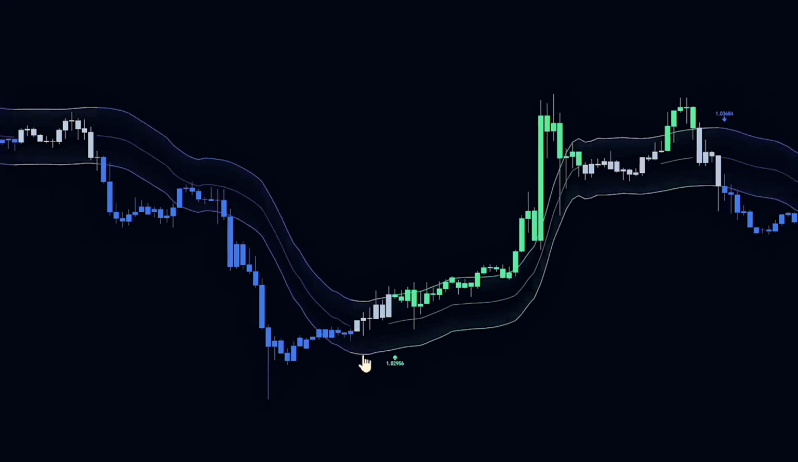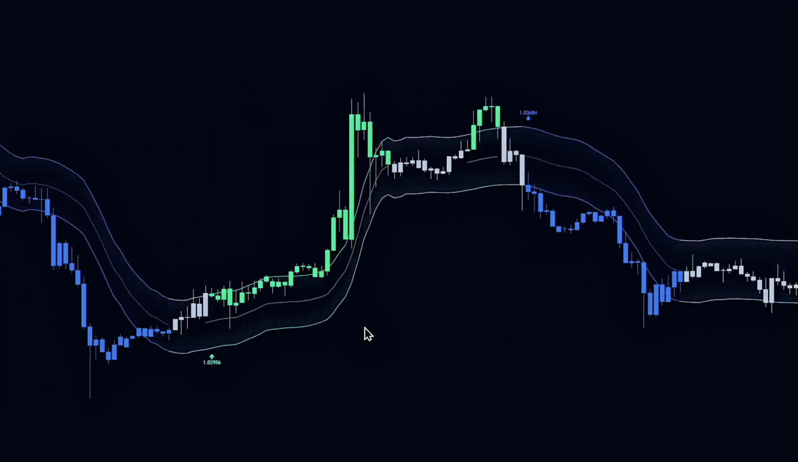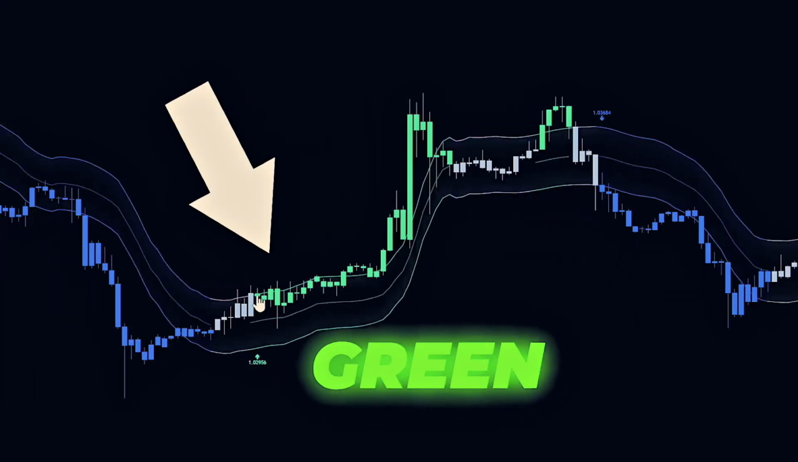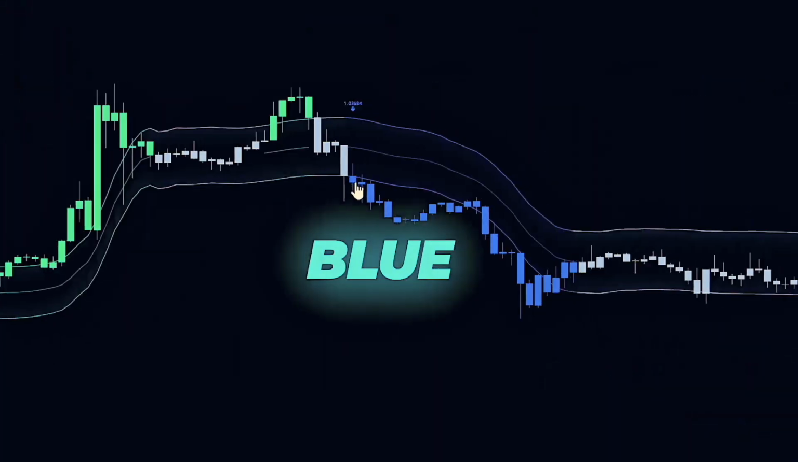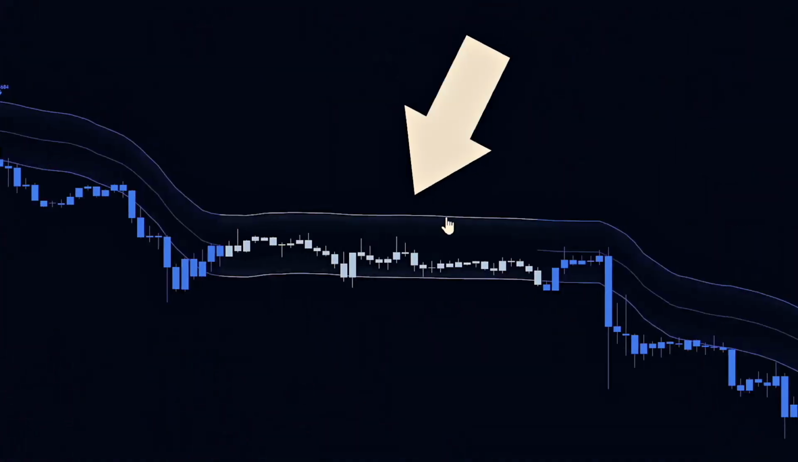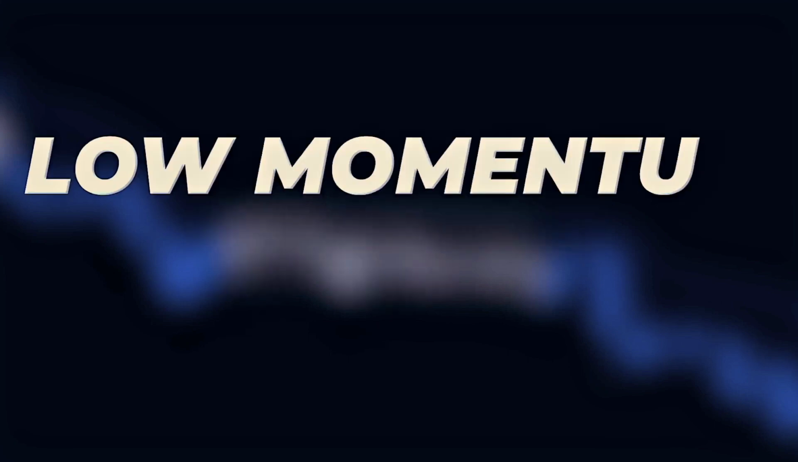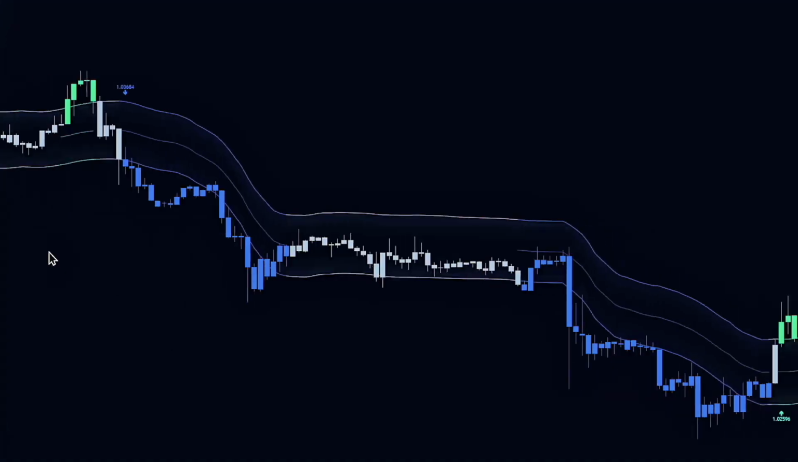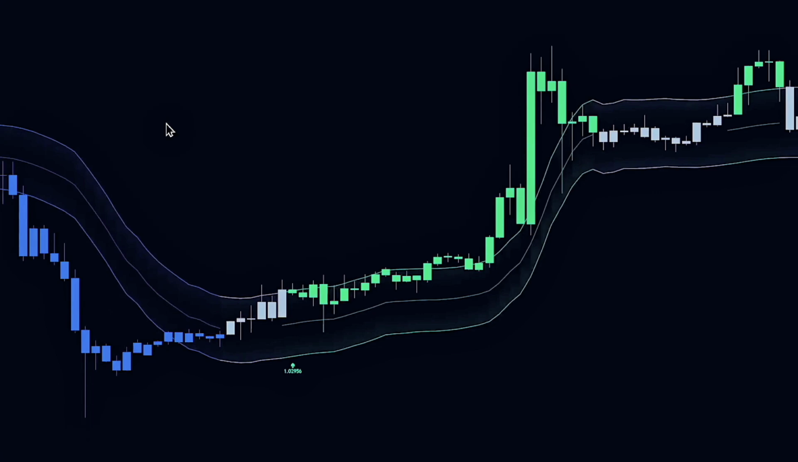The cool thing? The channel and candles change color to clue you in. When price pops above the upper band, it goes green, hinting at an uptrend. If it dips below the lower band, it turns blue, signaling a possible downtrend. And when price is just vibing inside the channel, maybe nudging the bands but not breaking out, it turns gray. That's your heads up for a low momentum or ranging market. You'll also see little arrows appear when a trend shift might be kicking off, marking where the price crossed the band.